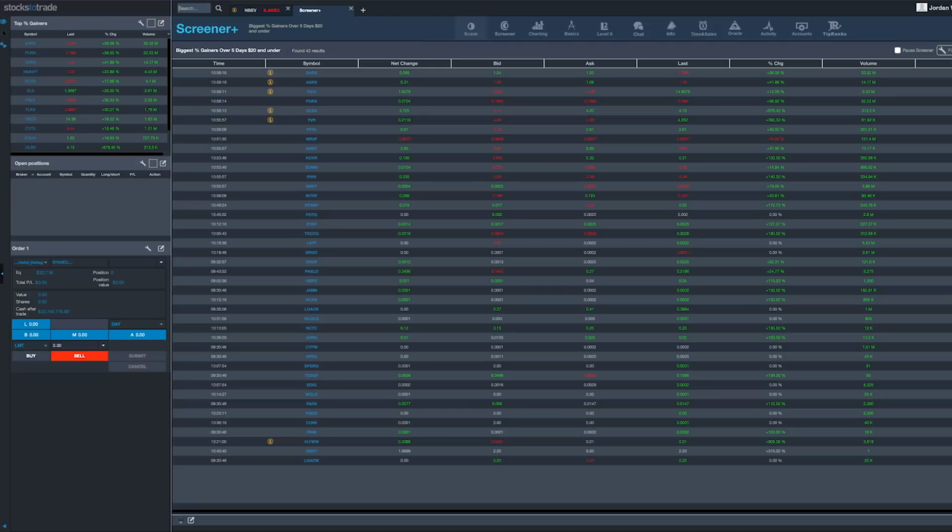Now with StocksToTrade, you can scan for these stocks and quickly isolate those. It's one of the great tools in StocksToTrade. I love low float stocks. It's about 90% of my focus, so I love those tools.